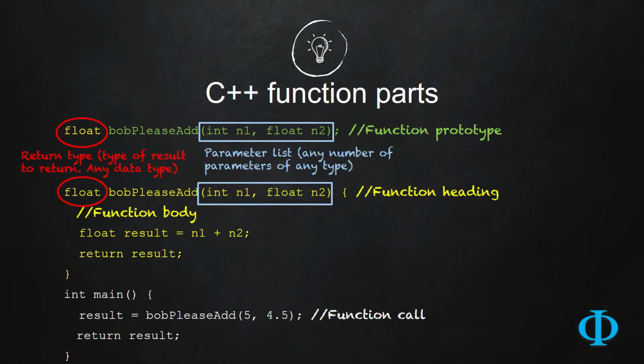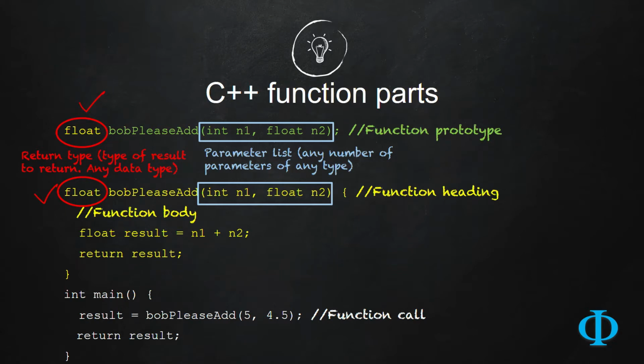In this video, we are going to learn about the different parts of a C++ function. The first thing that you need to know about the function is the return type. This is a data type in the beginning of the function which specifies what type of result, or what type of data, is going to be returned as a result of this function.